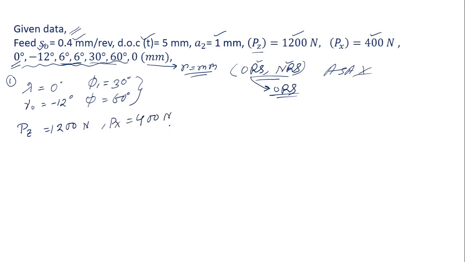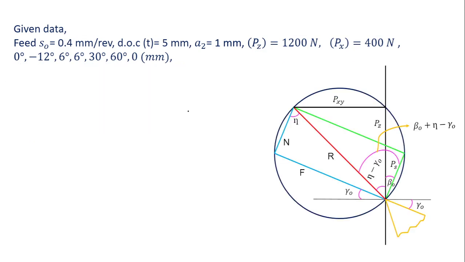Now let me discuss what students think, with the help of the Merchant circle diagram. Here you can see this is our Pxy and this is our Pz. Actually this is the tool. Here this is the shear force Ps, this is the normal to shear force, this is the friction force and normal to friction force. This is my tangential cutting component force, or main cutting component force, and this normal to that main cutting component is the Pxy.